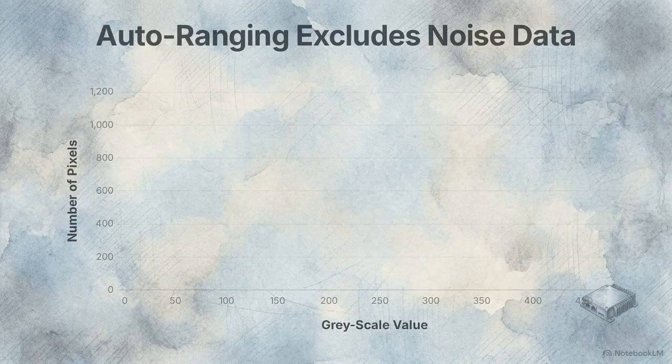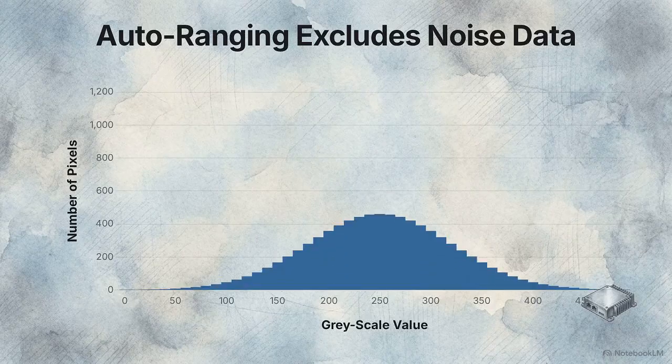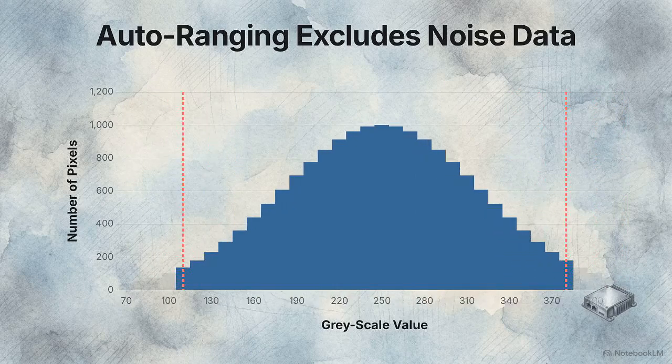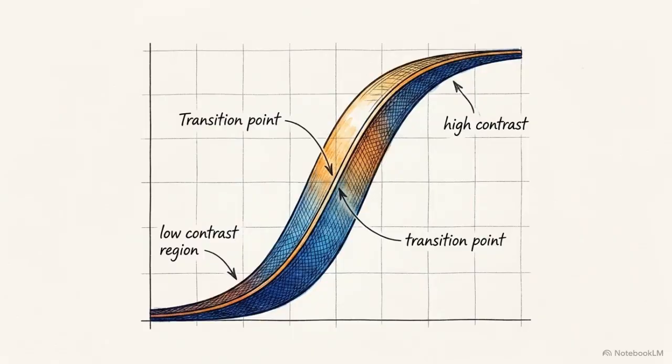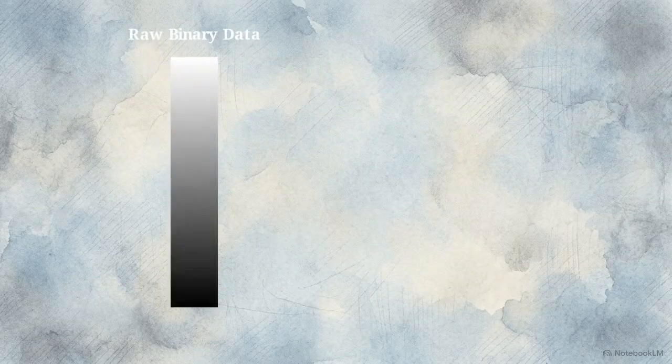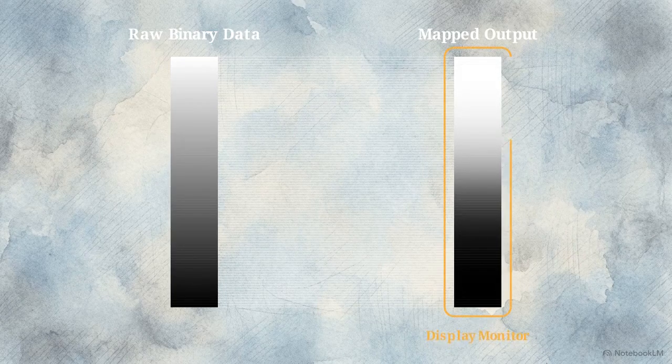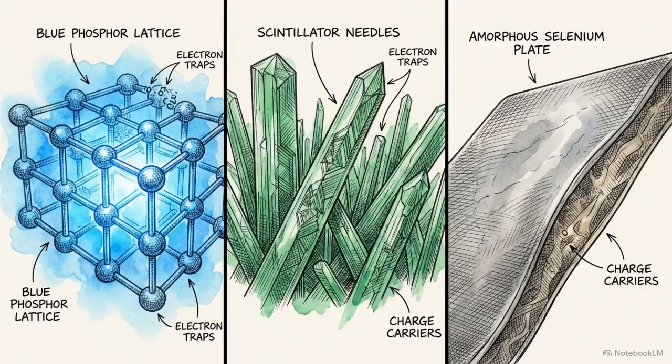Next, the software utilizes auto-ranging. By generating a histogram of the raw data, the software identifies and excludes extreme high and low values that contain zero clinical information. Finally, a lookup table, or LUT, executes grayscale modification. The raw binary data is systematically remapped to a new range of contrast values, matching the visual capabilities of a flat panel display monitor.